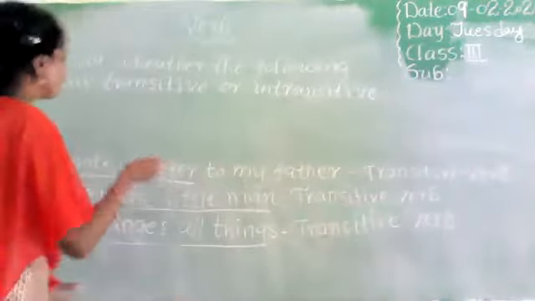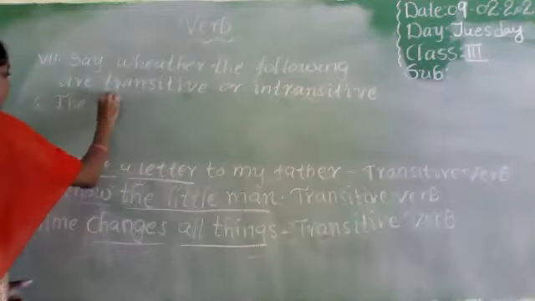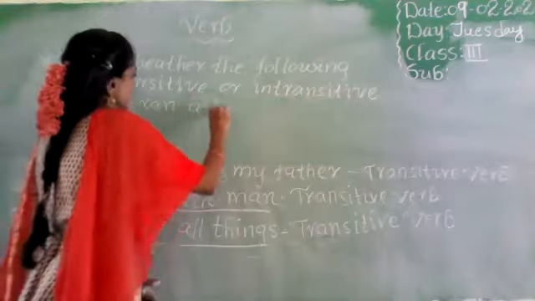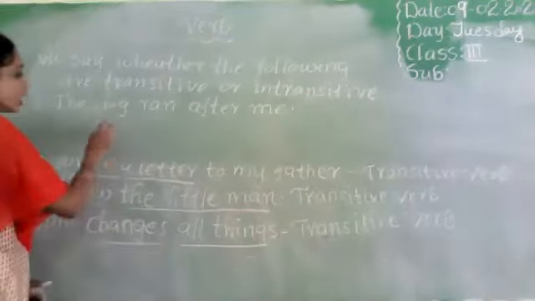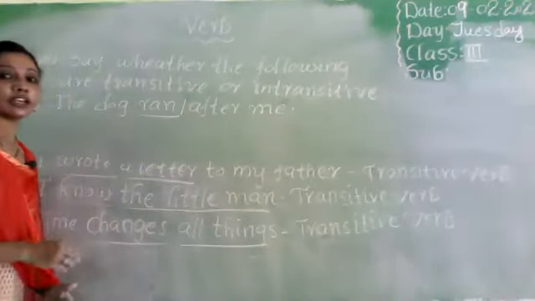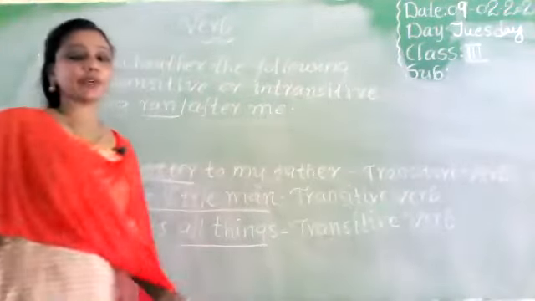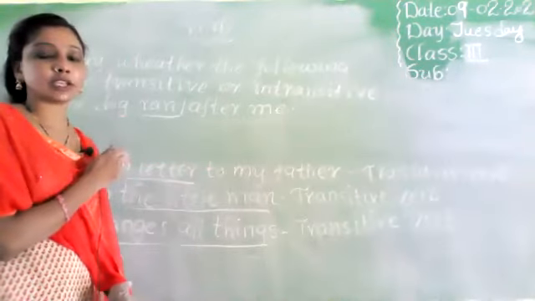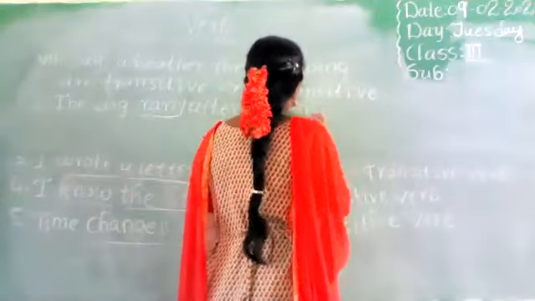The dog ran after me. So look at here, the dog ran. We can understand here full meaning. The dog is running. No need to add any object here. After me is talking about the adverb. So it is giving the extra information, but it doesn't need to complete its meaning. So the dog ran means here it is intransitive verb.